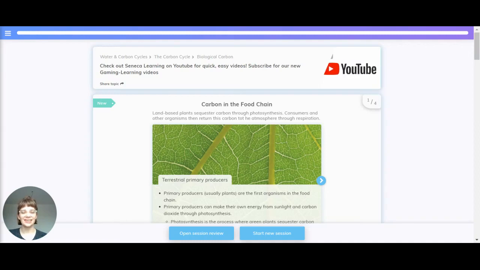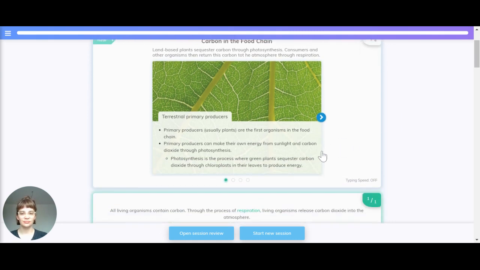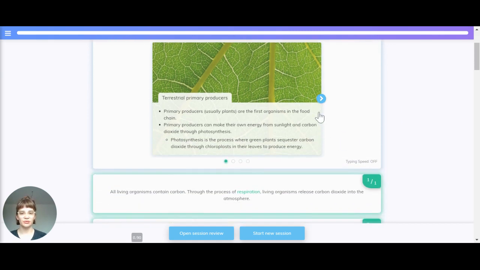Hey there, let's take a look at carbon in nature. Biological carbon. Carbon in the food chain. Land-based plants sequester carbon through photosynthesis. Consumers and other organisms then return this carbon to the atmosphere through respiration. So let's look at terrestrial primary producers.